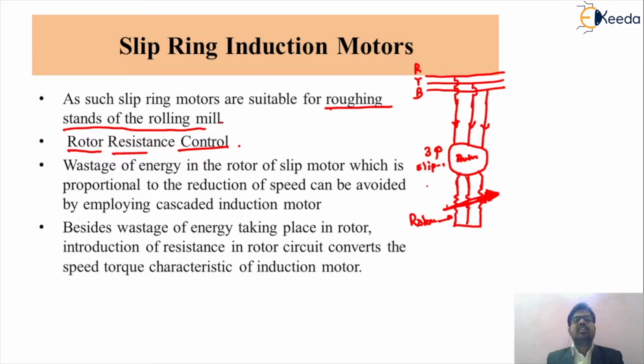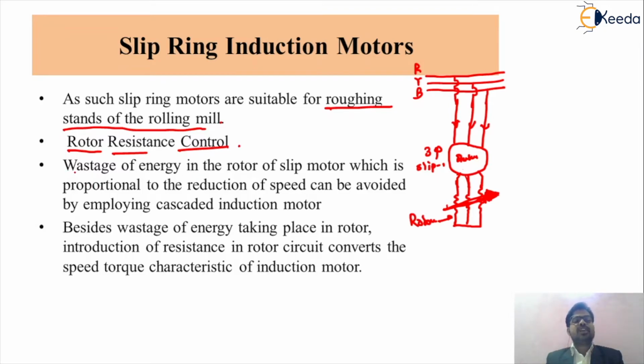This speed control method is called the slip power recovery scheme. In it, we have to recover the slip power. Most of the time in the industry we prefer this type of slip power recovery, but the cost of slip power recovery is very large. That's why, for the steel rolling mill, the disadvantage of the slip ring induction motor is the wastage of energy.